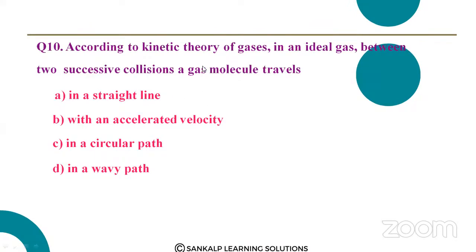So according to the kinetic theory of gases, in an ideal gas, between two successive collisions, a gas molecule always travels in what? Whenever there is a collision between two successive collisions, it will always travel in a straight line. Okay, it will always travel in a straight line.